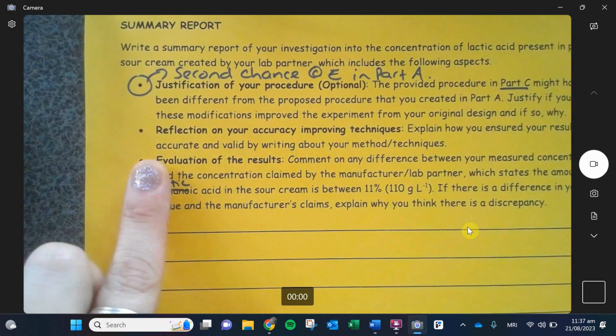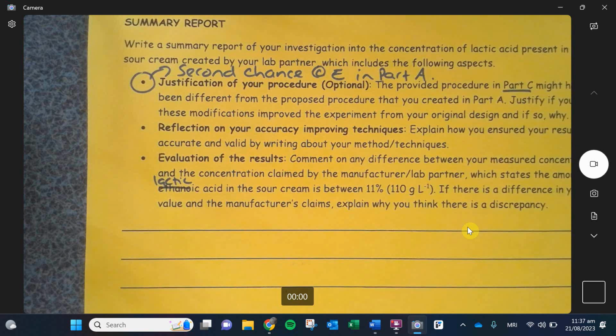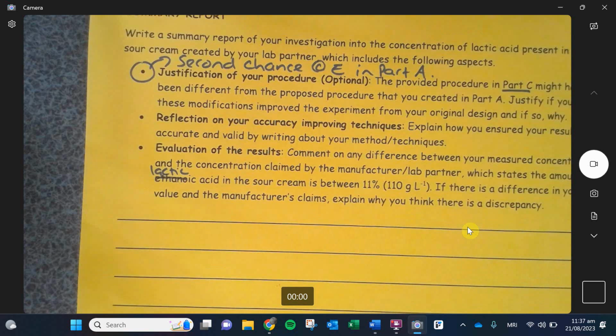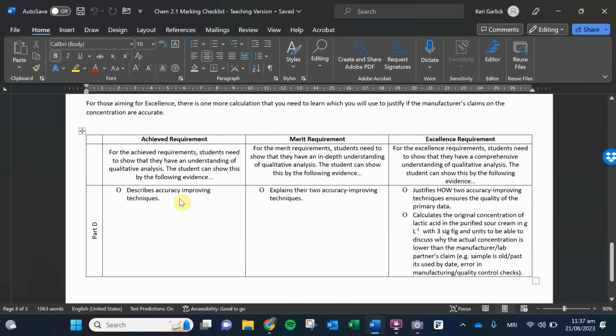All right. The second one was about accuracy improving techniques. I'm not going to go through that one in depth because I've already talked about it when we did the titration lesson. But I will pull up the marking schedule so you guys are aware of how I'm marking that accuracy improving technique. So if we're looking at this for part D, if you're able to describe an accuracy improving technique, that would be enough for achieved.